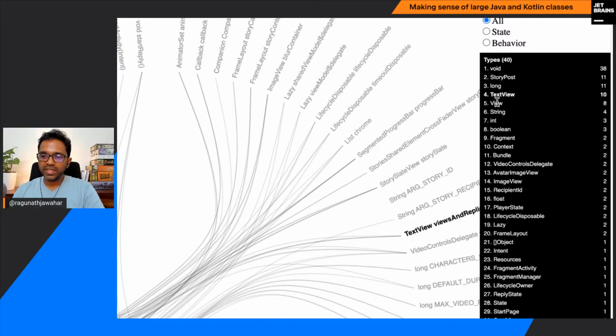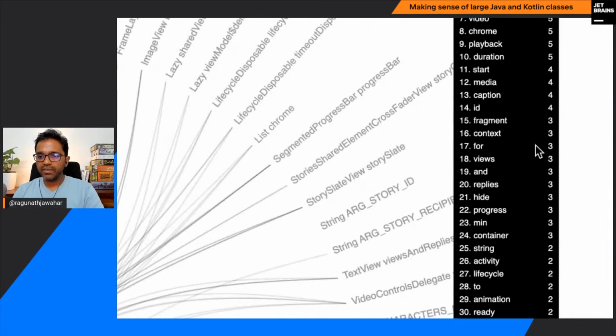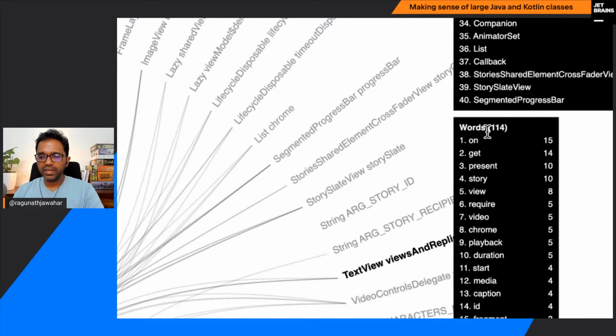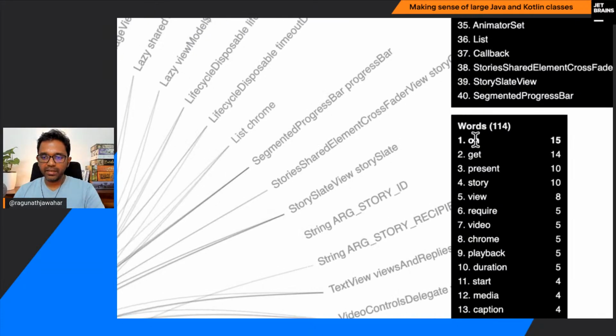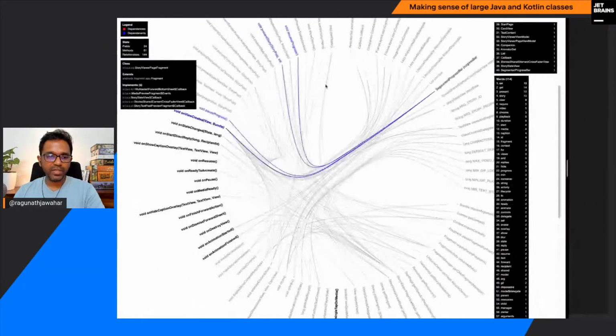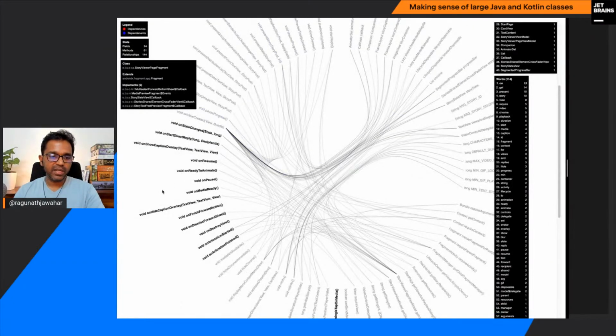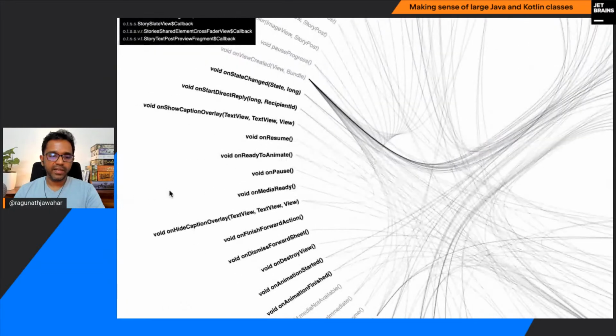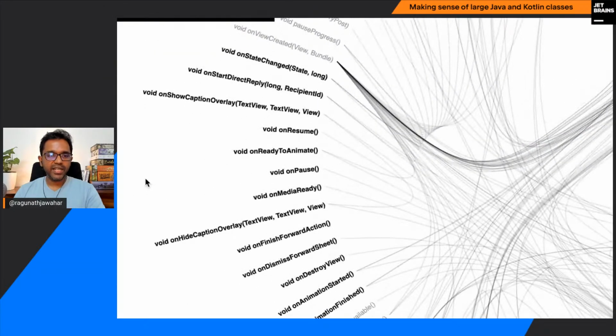And then there's also a bunch of other stuff. There's text view, a string, and a bunch of stuff that has to deal with types. And if you scroll down, then we have words, right? And if you look at words, there is "on". So "on" gets called 15 times, and that is a little bit strange, right? So I can click on the "on", and then zoom out, and now you can see we have highlighted a bunch of methods that start with "on". So now you see there is onStateChanged, onStartDirectReply, onShowCaptionOverlay, onResume, onReadyToAnimate.